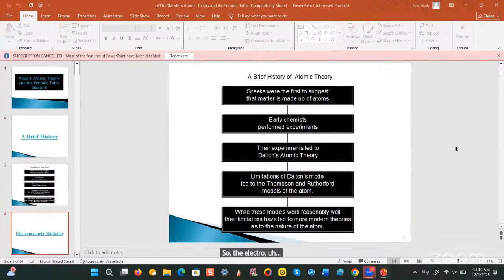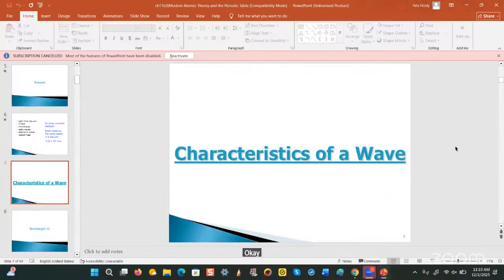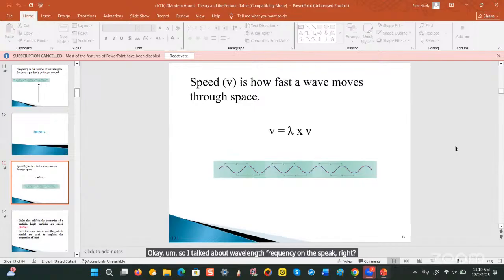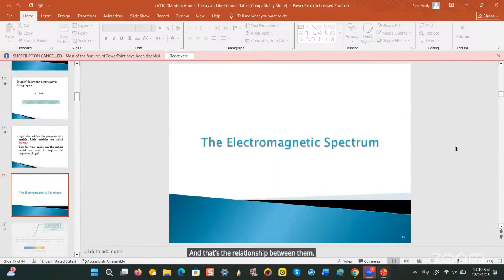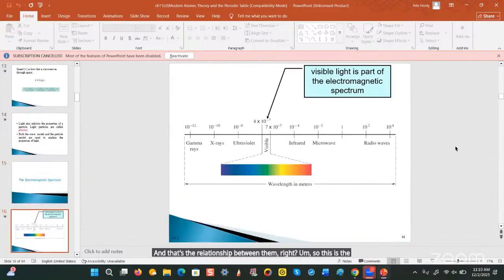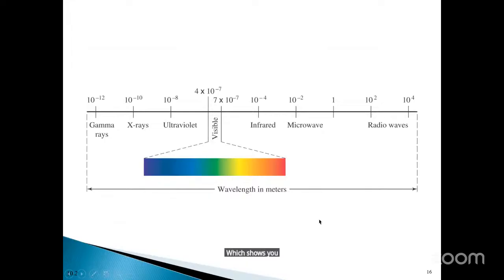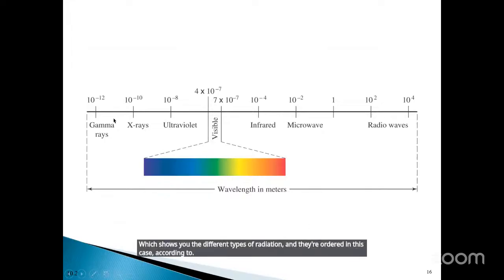Electromagnetic spectrum. Okay. So I talked about the wavelength, frequency, and the speed, right? And that's the relationship between them, right? So this is a spectrum right here. And basically, the electromagnetic spectrum is usually expressed as a chart, which shows you the different types of radiation, and they're ordered in this case according to increasing wavelength going from left to right.